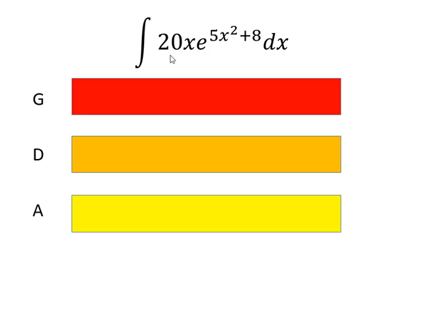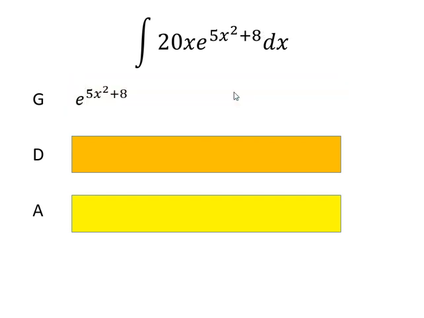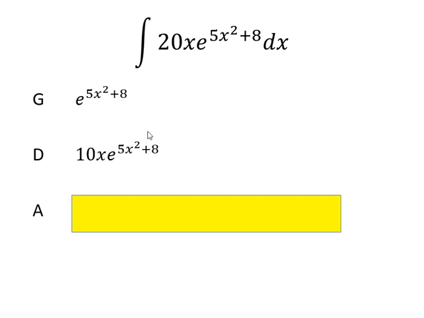Our guess is just going to be the exponential part. So our guess is just e to the power of 5x squared plus 8. We then differentiate our guess using the chain rule. So e to the power of something differentiates to itself, but we also have to differentiate the inside function and bring that out to the front. So differentiate 5x squared plus 8, we get 10x, so our derivative will be 10x e to the 5x squared plus 8.